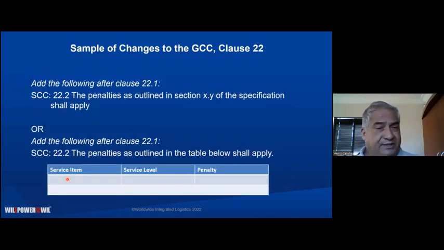You could say that you want to add additional penalty clauses, right? So for example, if it's a cleaning contract or a security contract, you would want certain penalty clauses there in terms of certain service items, okay? And so you could then list, as you can see here, the service items, what that service level would be, and what the penalty will be if they don't fulfill that particular service level. And so you can introduce those types of things.